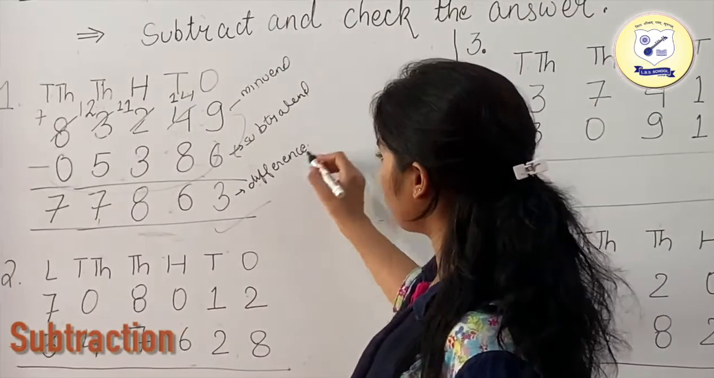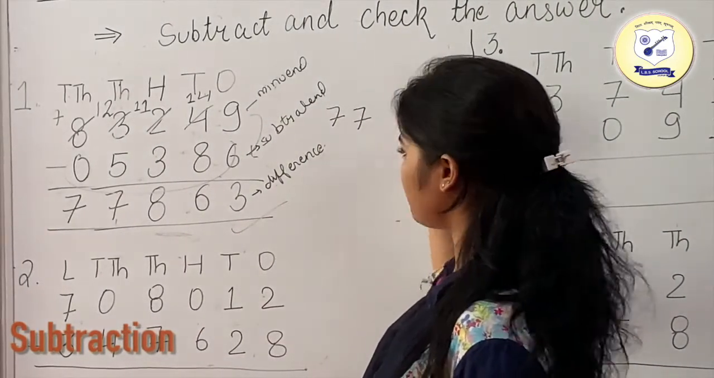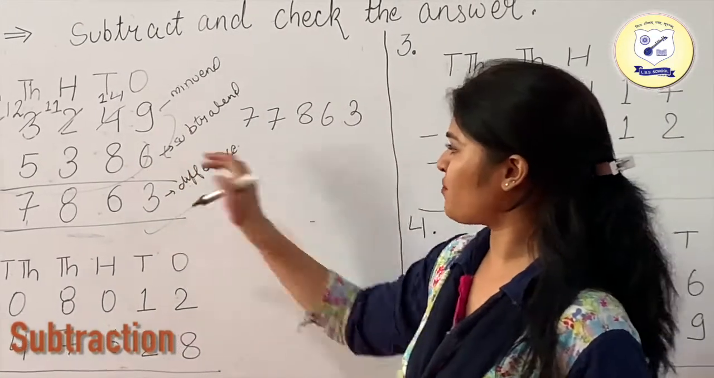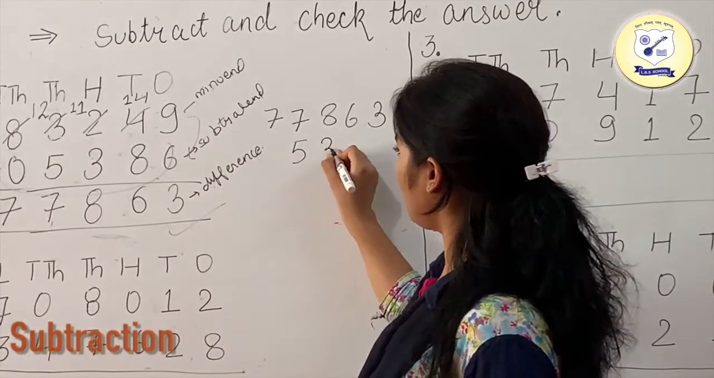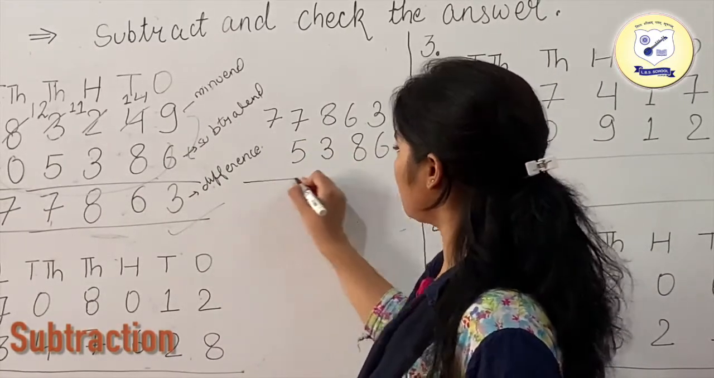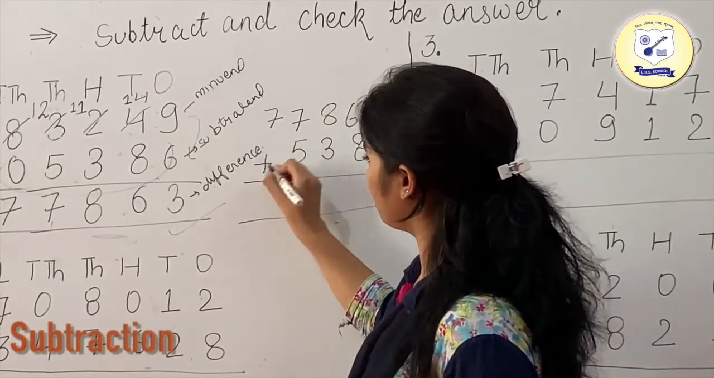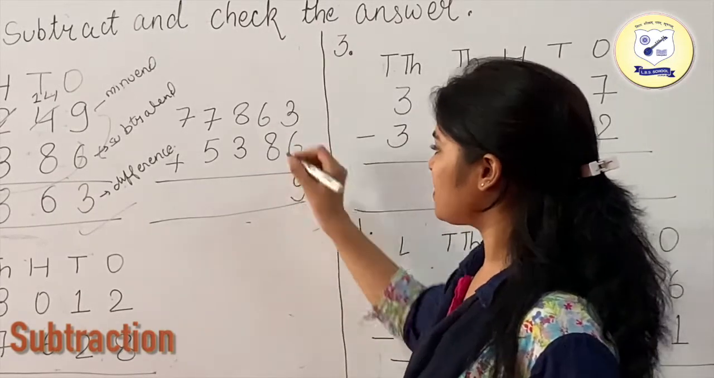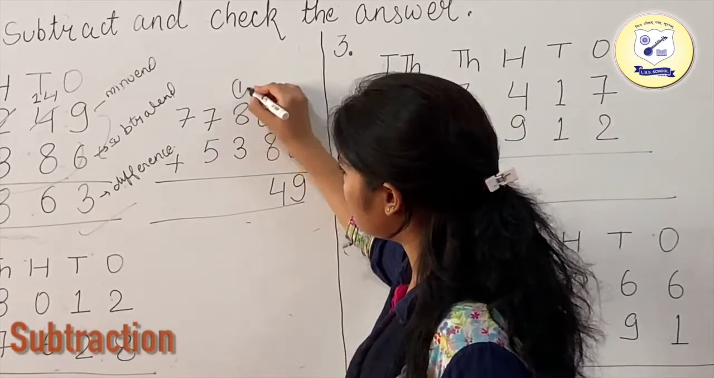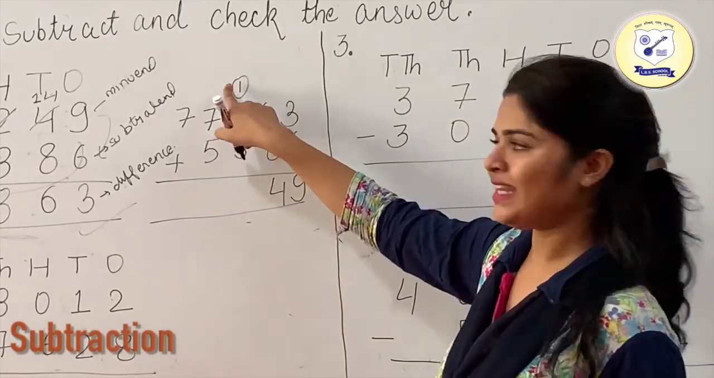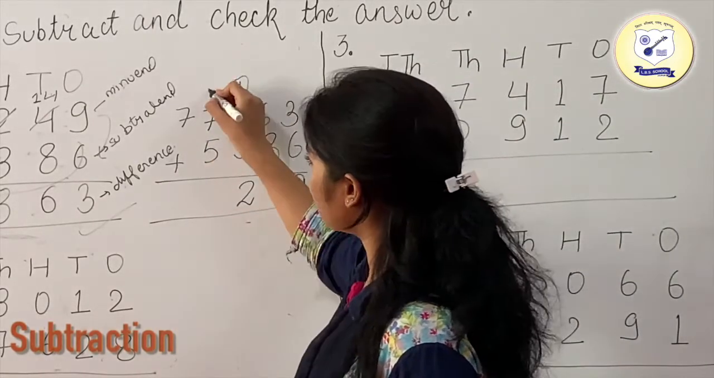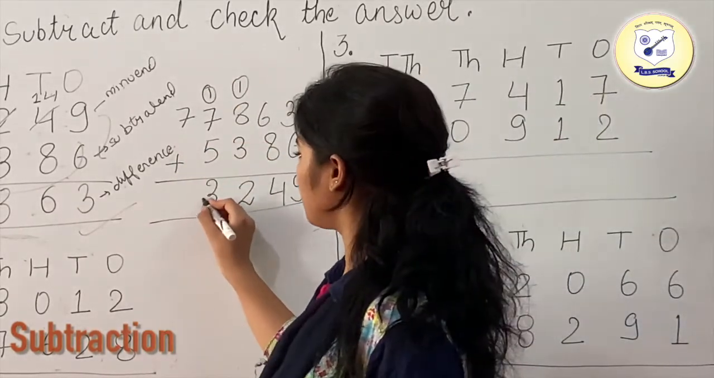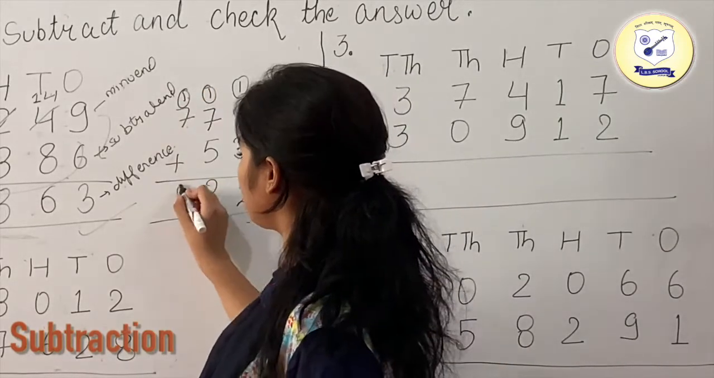So first of all just take your difference, 77,863 and your subtrahend, which is 5,386. Now just add them. This is the symbol of your addition. 3 plus 6 would be 9, 8 plus 6 would be 14 and this is the carry of 1. 8 plus 1 is 9, 9 plus 3 would be 12, so I have put carry over here. 7 plus 5 would be 12, 12 plus 1 is 13, 7 plus 1 is 8.